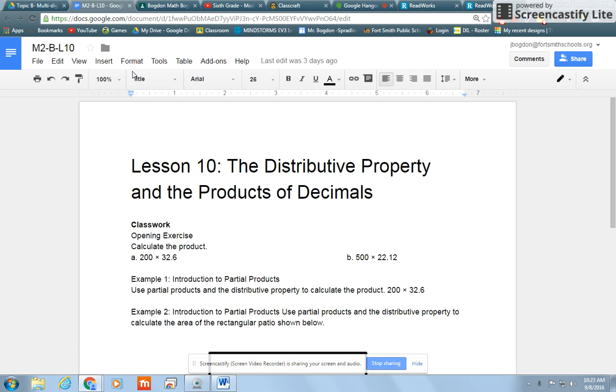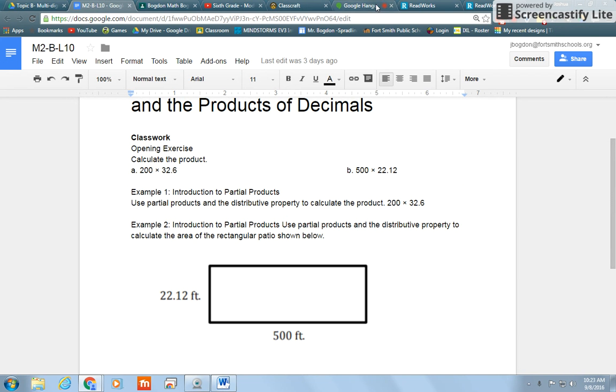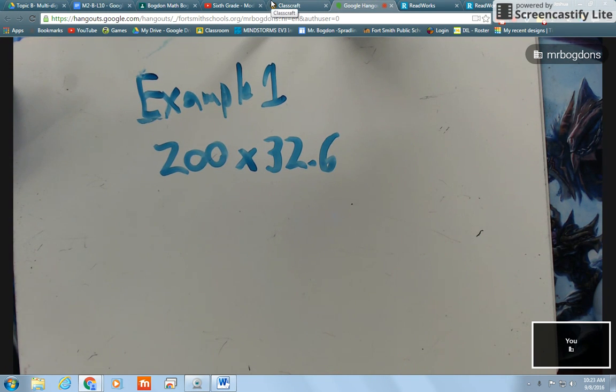Okay, it says, example 1, introduction to partial products. Use partial products and the distributive property to calculate the product: 200 times 32 and 6/10. So, take a look at it.